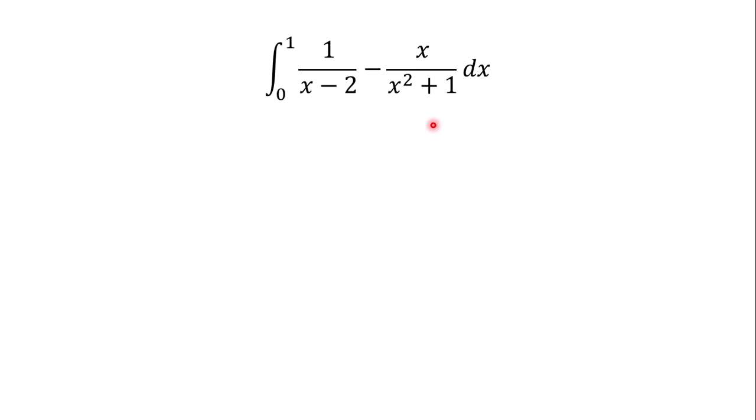So we just replace u full stop with x squared plus 1, and when you integrate this, you're going to get 1 over 2 natural log absolute value of x squared plus 1. So this one will give us natural log absolute value of x minus 2, minus 1 over 2 natural log absolute value of x squared plus 1.